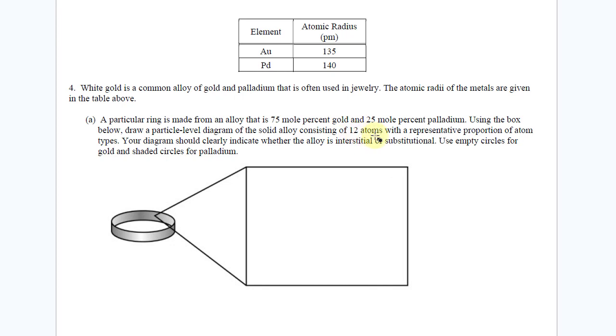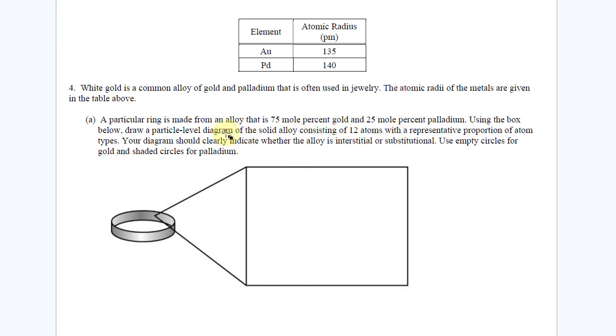So we've got to draw 12 atoms with a representative portion of atom types. Your diagram should clearly indicate whether the alloy is interstitial or substitutional. Use empty circles for gold and shaded circles for palladium. Okay, what do we got to know to be able to answer this? Well, there's a couple of important things here.